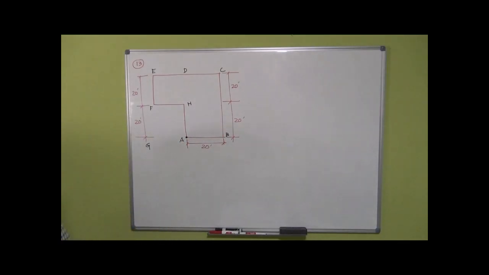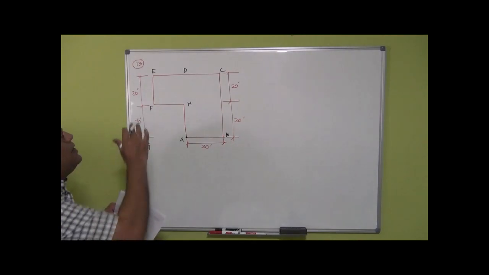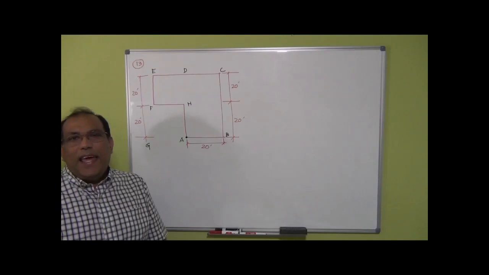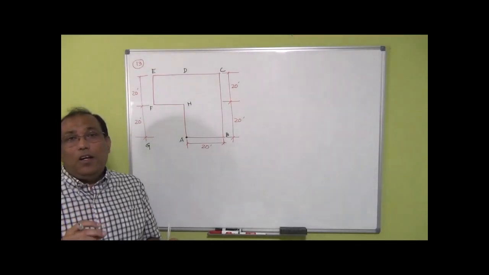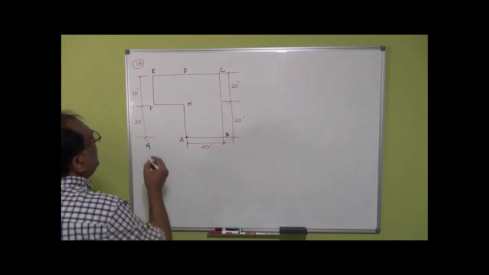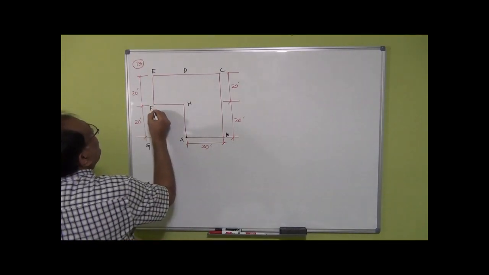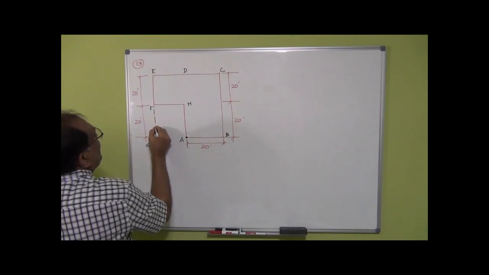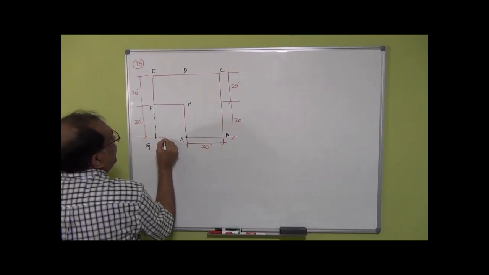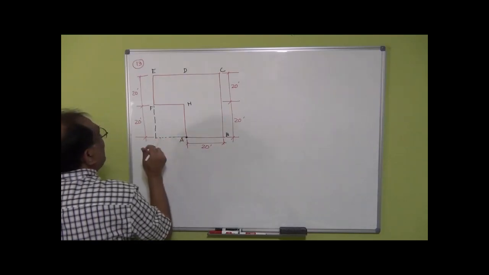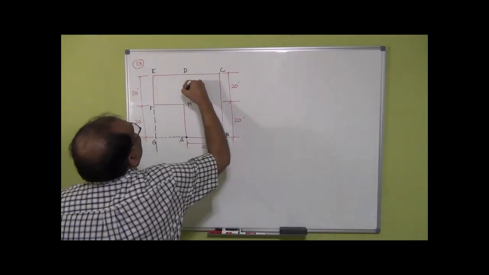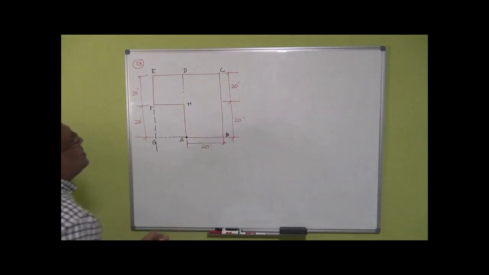To do that, we have to divide this foundation in such a way that A is the corner of each of the rectangles. Okay, let's see how we can do that. You can see, to do that, we can just extend that point up to G, and extend that one here.